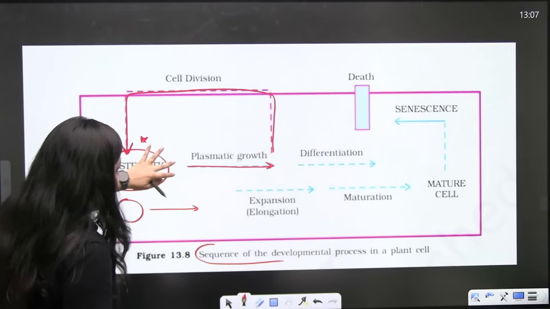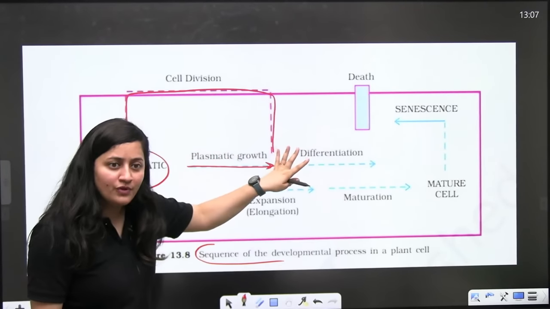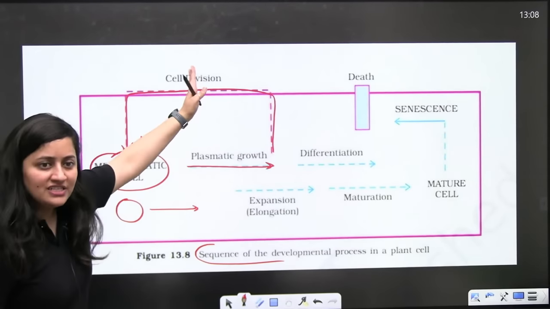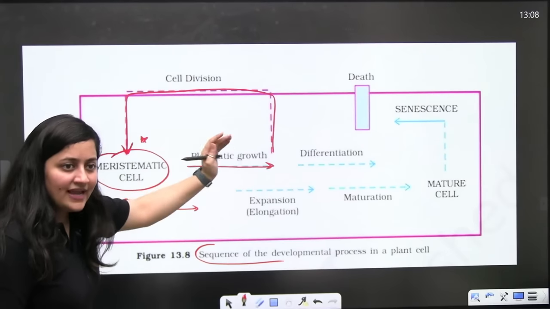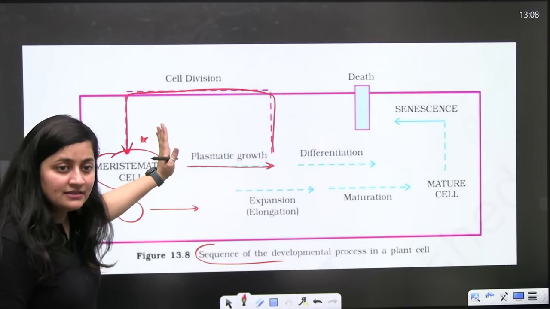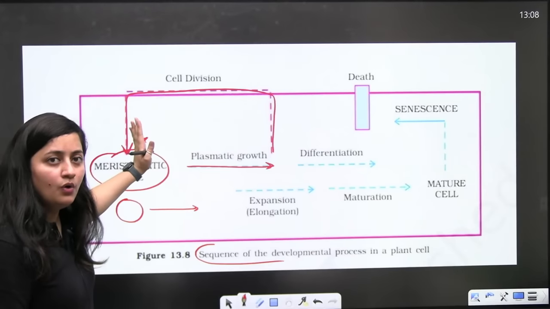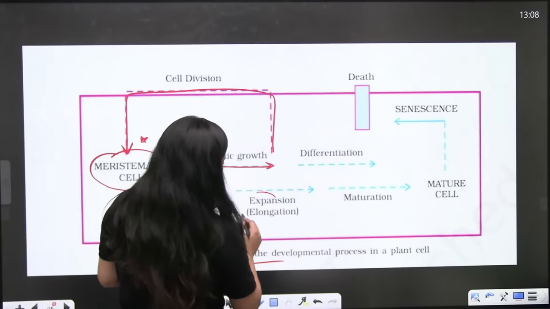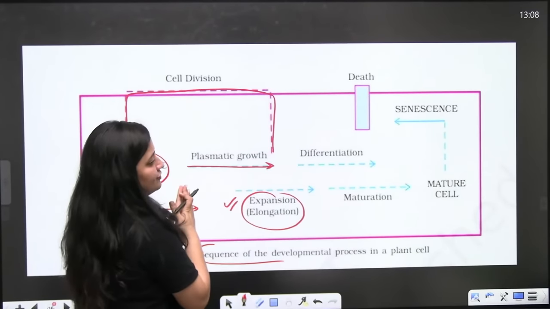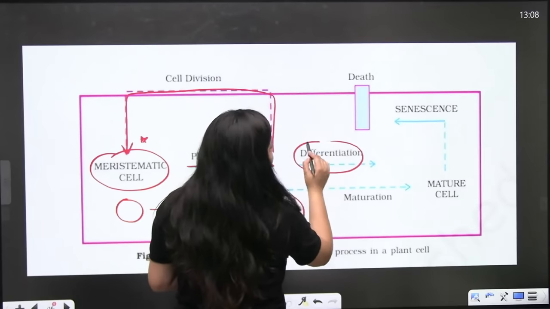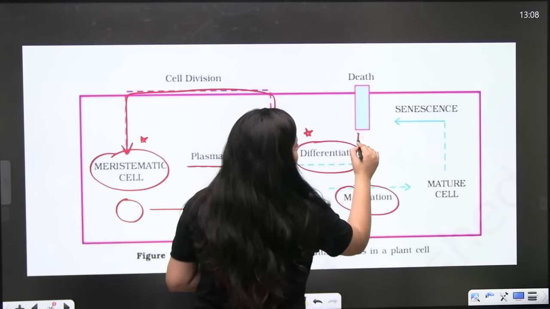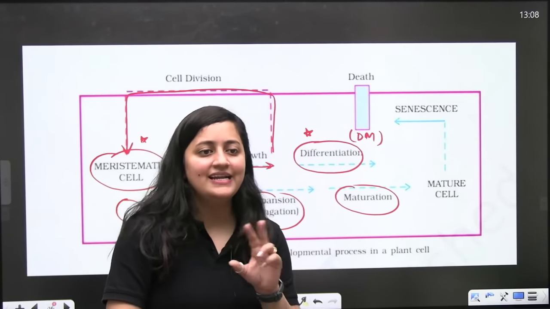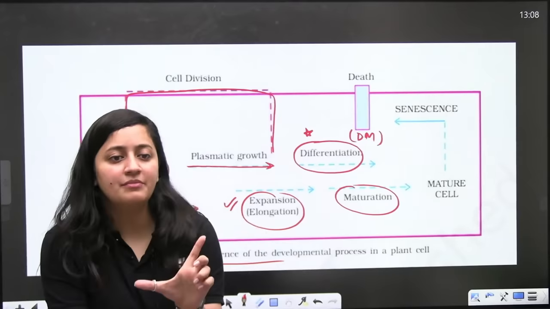Okay, so whenever the growth is there, surface to volume ratio will be disturbed, the nuclear to cytoplasmic ratio will be disturbed, the cell division will occur. So this part clear? Yes or no? Tell me. Very good, bache Neelam. And then after that, obviously expansion of cell, elongation will be there, and then comes the differentiation. So it is a DM. We used to say it on Instagram and on other apps, na, DM. So firstly differentiation, then maturation.